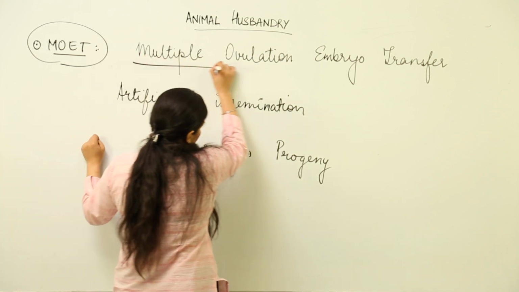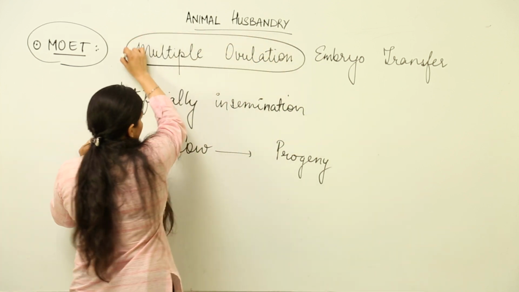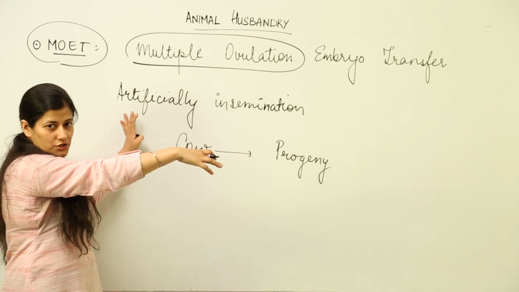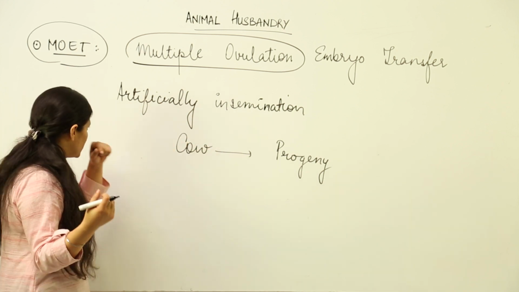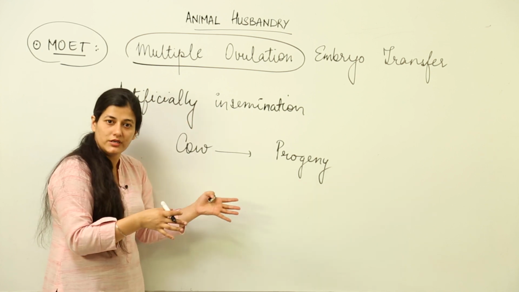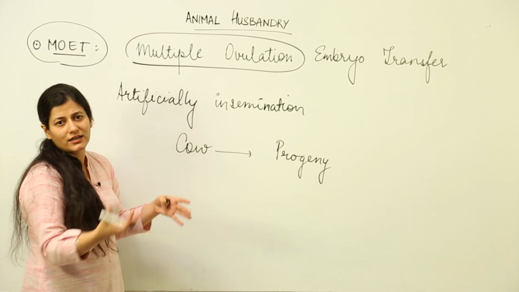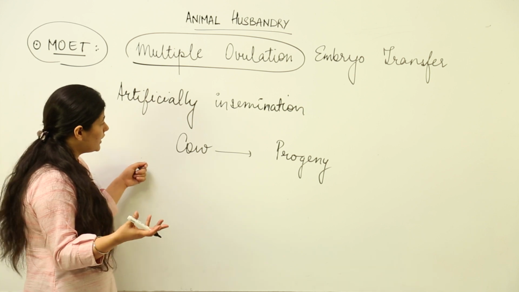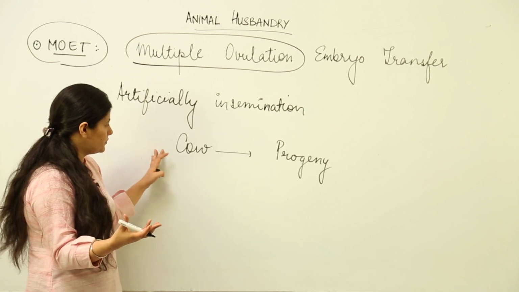There is a concept of multiple ovulation. We have studied what artificial insemination is. It is a very simple process. The semen from a healthy bull is taken and a healthy cow is inseminated with it, and that gives rise to the progeny, calves or other cows which we require.